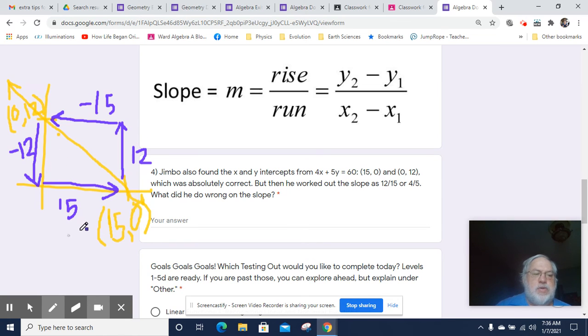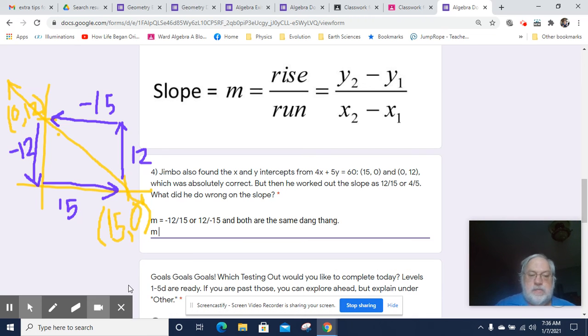It should be either 12 over 15 or 12 over negative 15. So m is either, I'll actually start with the one over here, negative 12 over 15 or 12 over negative 15, and both are the same dang thing. So the slope boils down to negative 4/5. We can reduce that, negative 4 over 5.